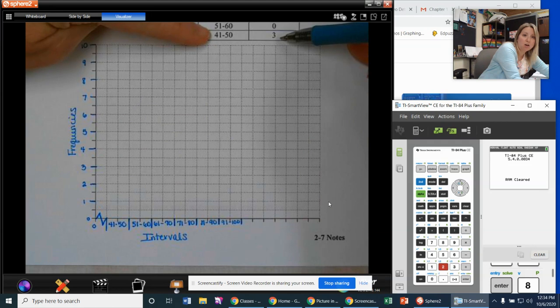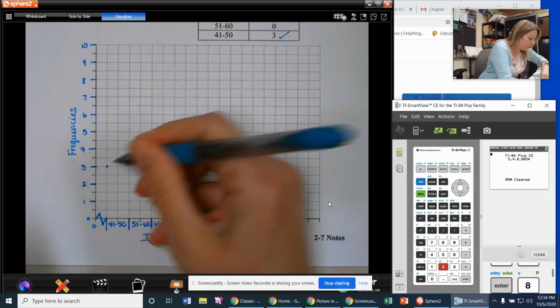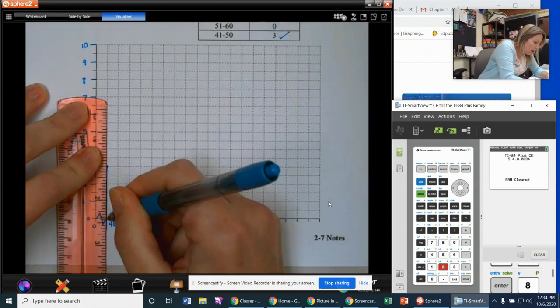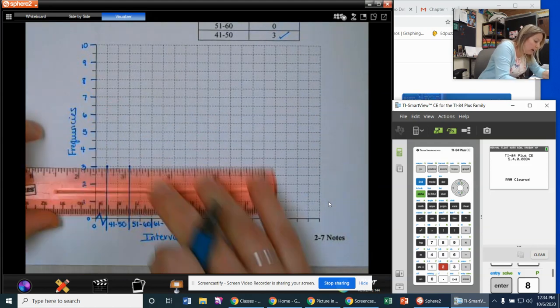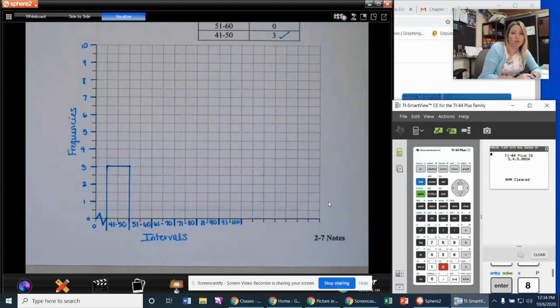So how many are in the 41 to 50 interval? 3. Okay. Goes up here. So I use my straight edge to create my bars. And I know I said in the last video that the straight edge would be necessary. Anytime you're drawing any straight lines of any kind, you need to use a straight edge. So there's my first bar.